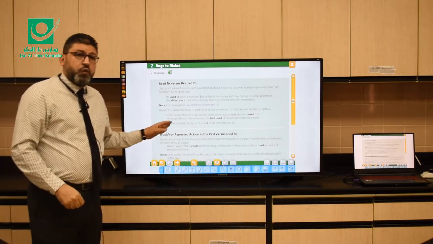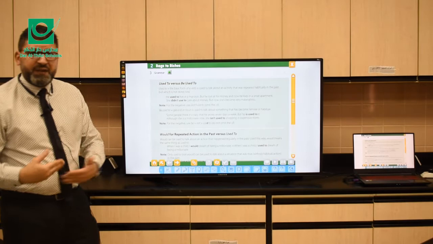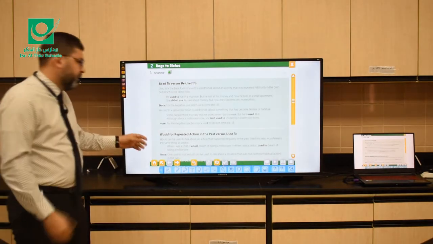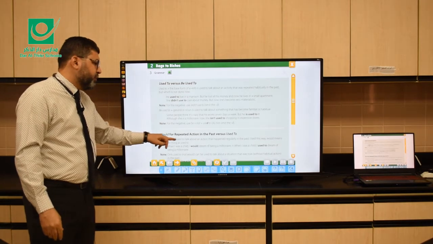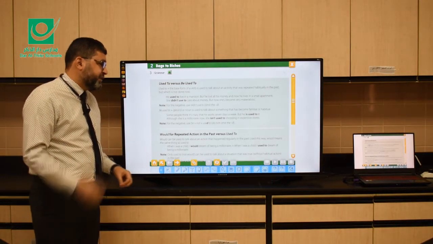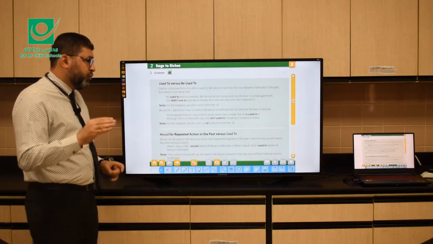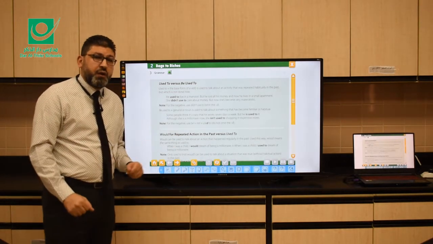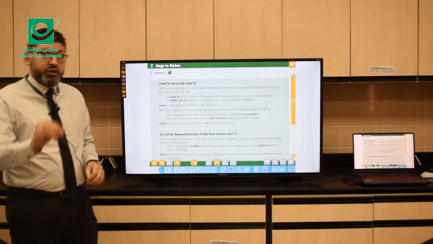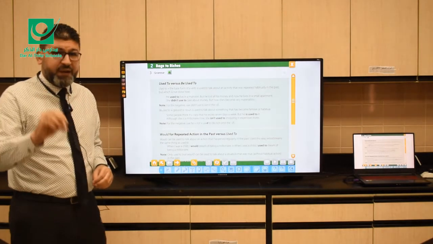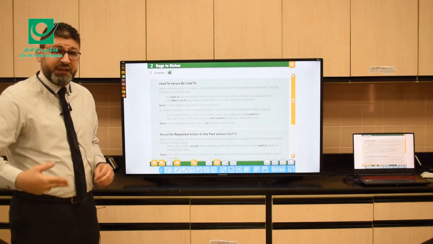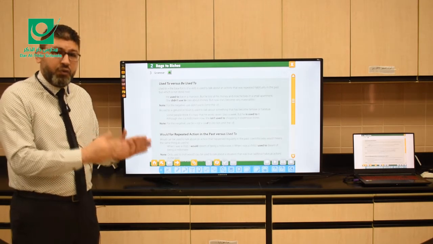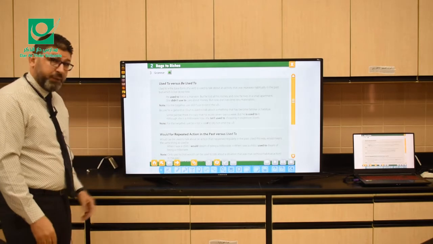What about using would? Can I use would for a repeated action, the same as used to? Yes, it's an important part. Look here, please. Would can be used to talk about an action that happened regularly in the past. Used this way, would means the same thing as used to. If I use would to express an action that happened repeatedly, regularly, it has the same meaning as used to. Look at the example.